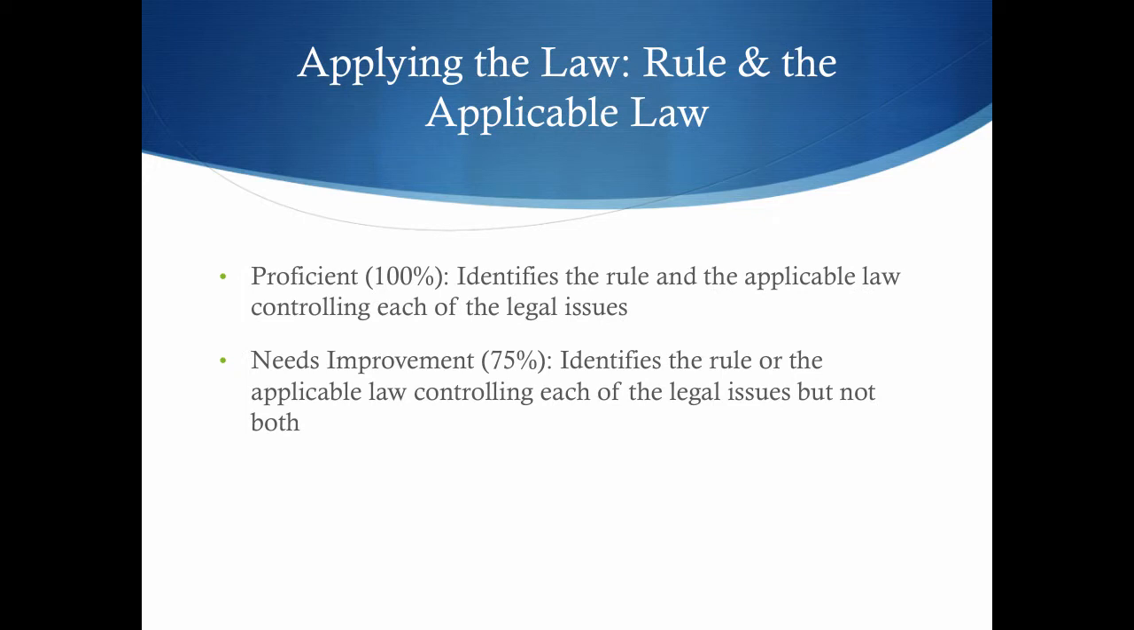The next critical element says, applying the law, rule, and the application of law. Once again, it's proficient for 100%, needs improvement 75%. So you need to identify the rule and the applicable law controlling each of the legal issues. So there will be 5 of these. If you only identify the rule or the applicable law controlling each of the legal issues, but not both of those, you only get 75%. So you need to make sure you have both of those.